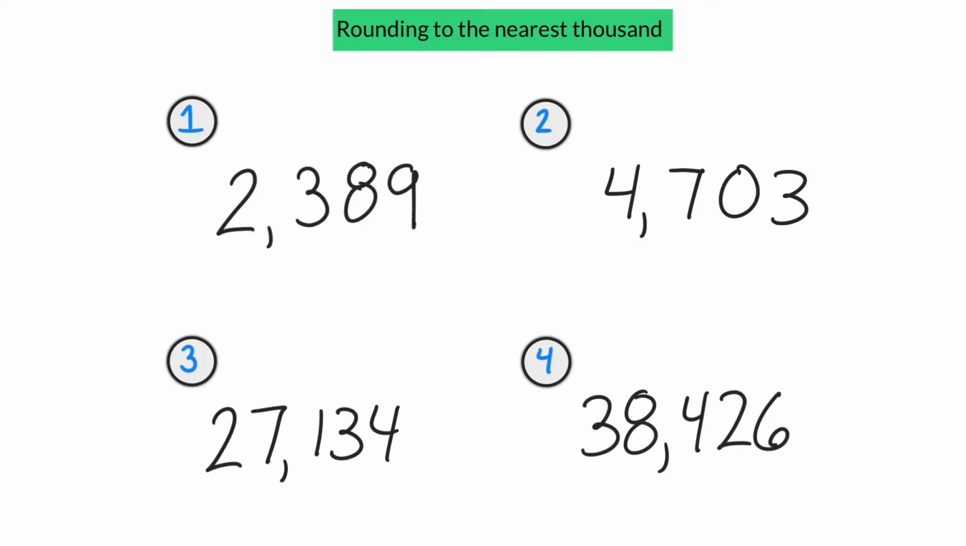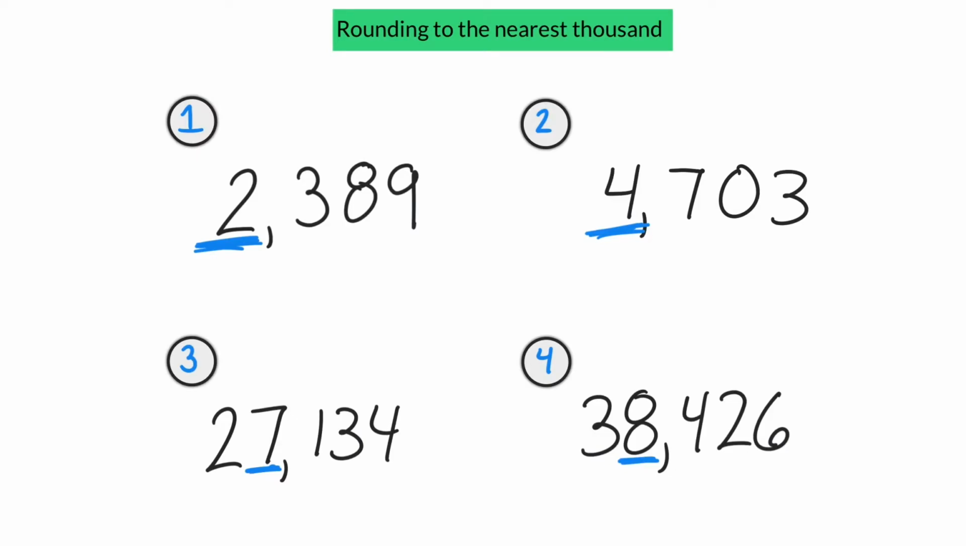When rounding to the nearest thousand, the first thing you have to do is find the thousands place. So we'll go directly in front of the comma. We have 2,000. We have 4,000. In this case, for 3 and 4, it gets a little bit trickier, but notice how our thousands place is still directly in front of that comma, and the same for 38,000, our 8,000 is the thousands place.